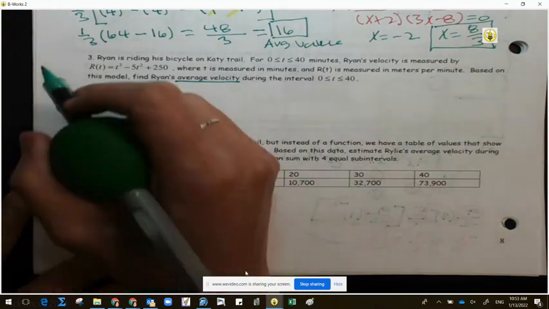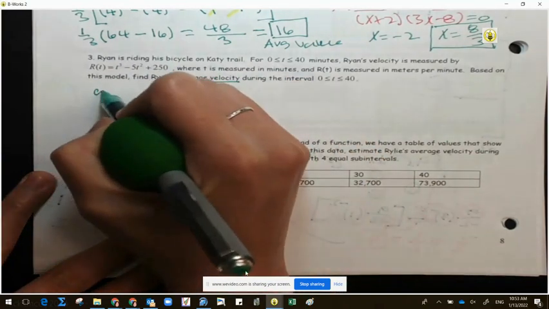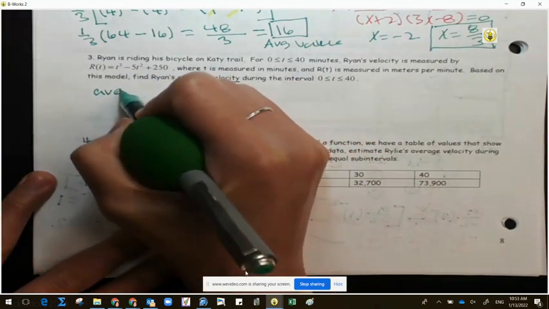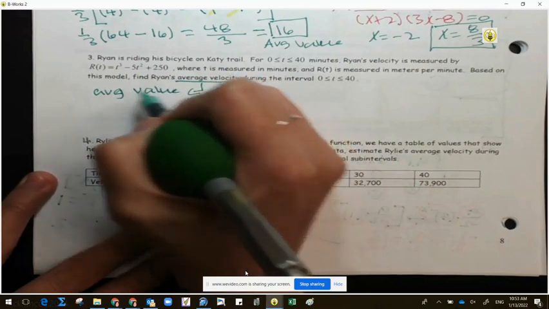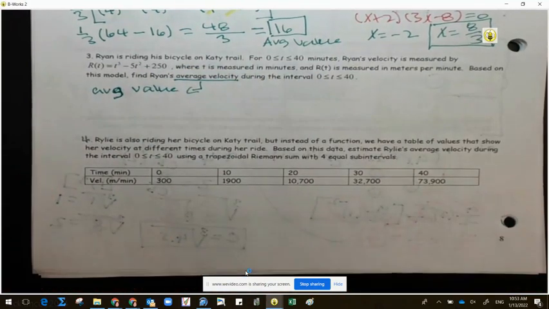Our average velocity for this one is going to be the average value. So average value. That looks like E squared G. Now, are any of you thinking, looking at that, does that sound like AROC possibly?